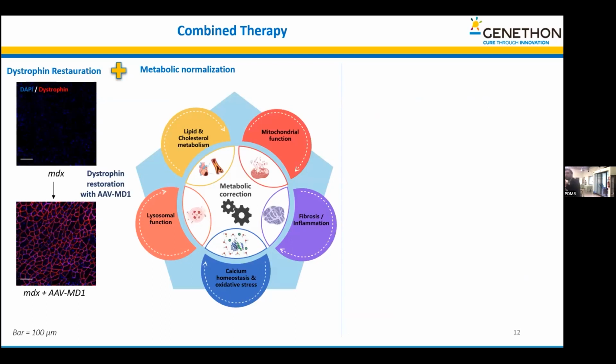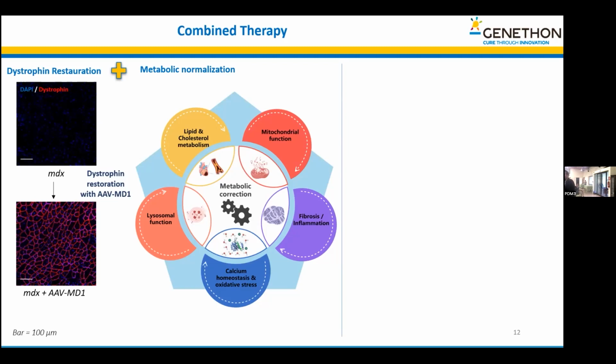So our approach that we have been working on for some years now in the lab is one of combined therapy. So the idea, Dr. Sweeney, for instance, this morning presented the microdystrophin approach, which aims to restore the dystrophin expression with a shortened version of dystrophin, so the microdystrophin. But in our approach, what we aim to do is to combine this gene therapy approach with a metabolic correction. So by tackling some of the major metabolic problems that we see in the dystrophic muscle.